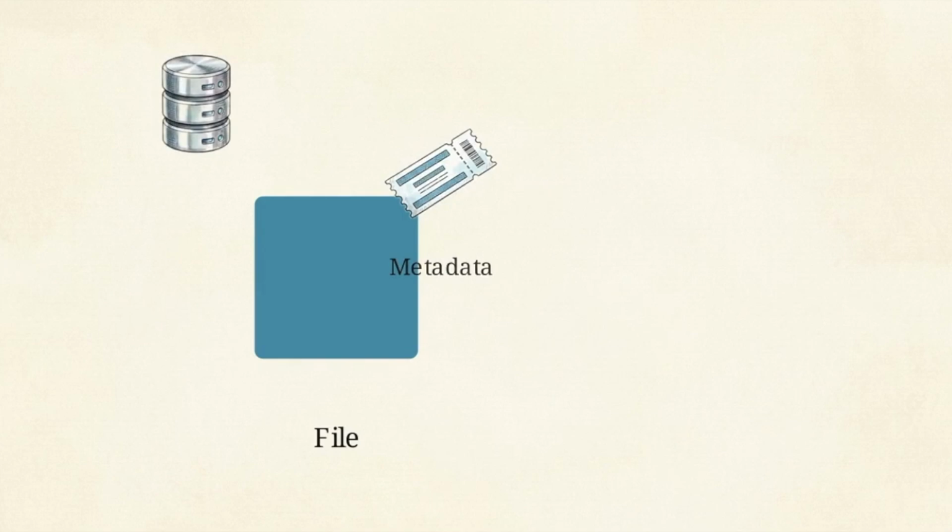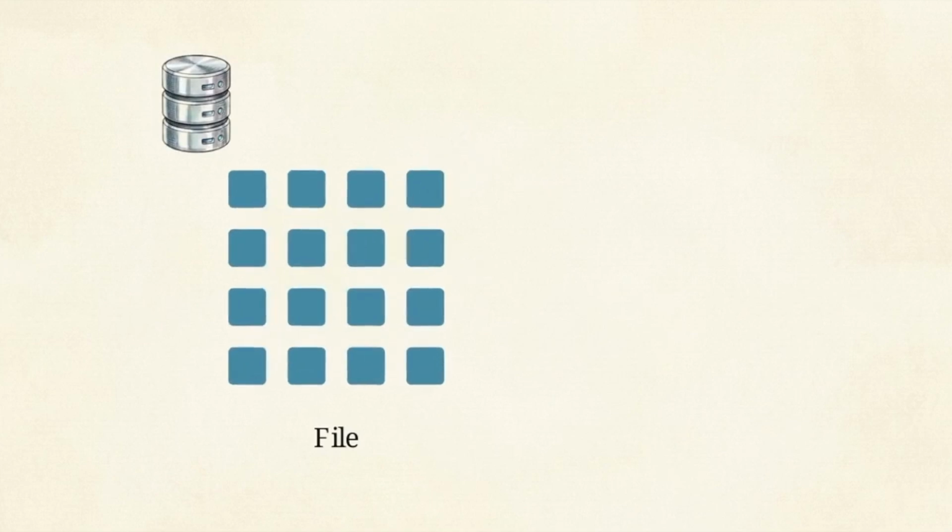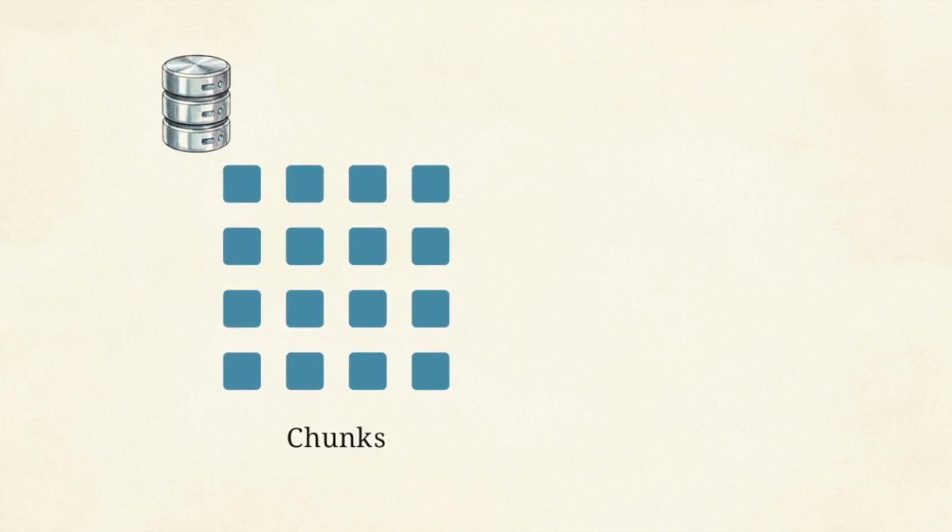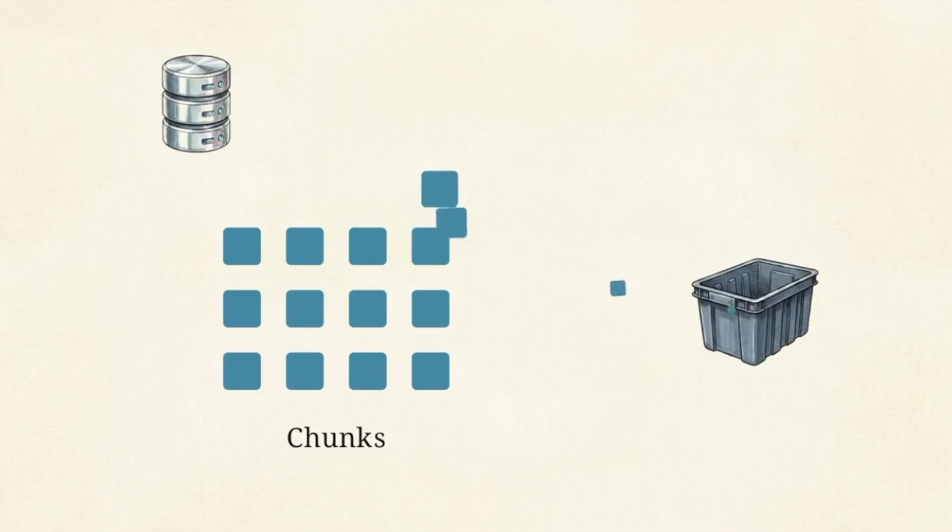Modern cloud storage requires that a file be split into two distinct data streams immediately upon upload. A metadata ticket routes to a central database, while the file body is fractured into uniform, manageable chunks destined for object storage. Real-world network conditions make monolithic uploads unreliable.